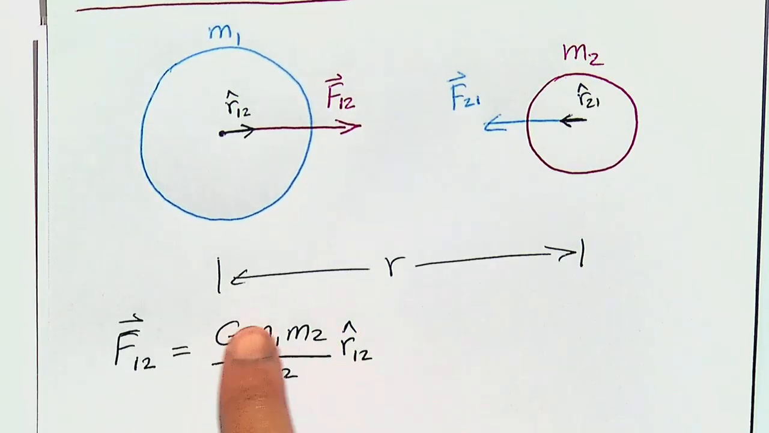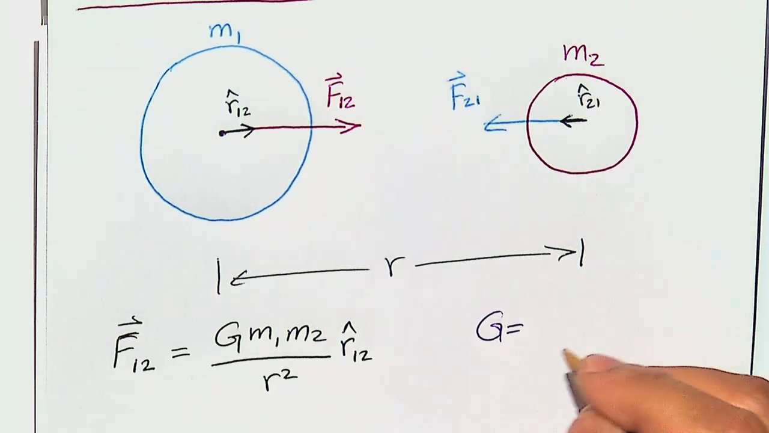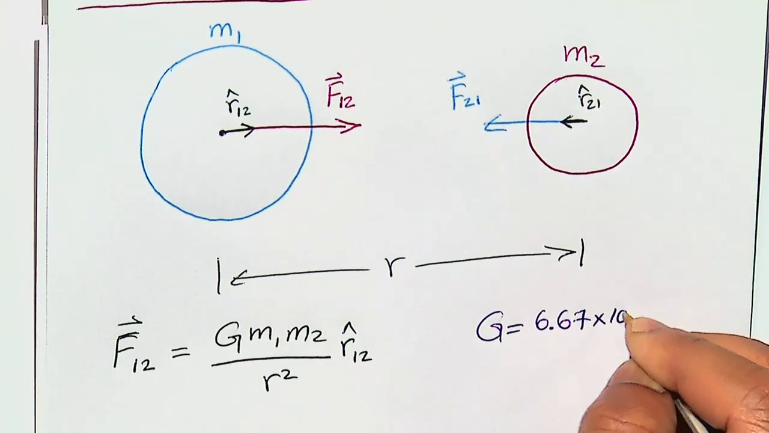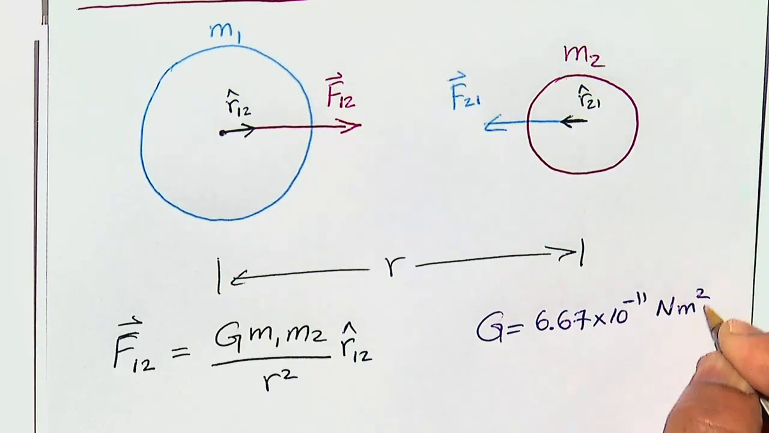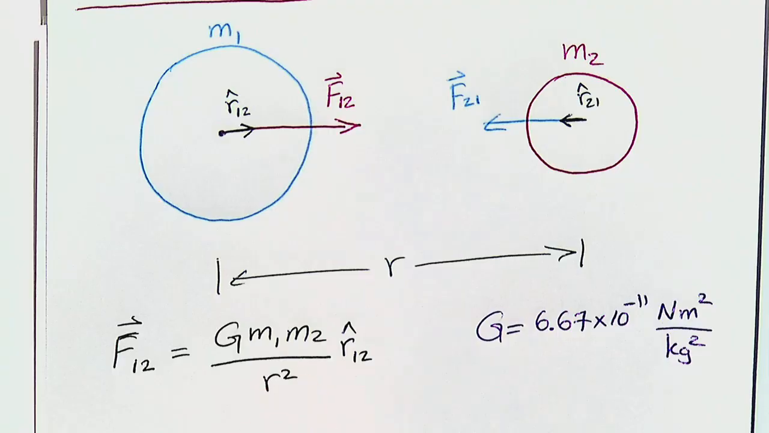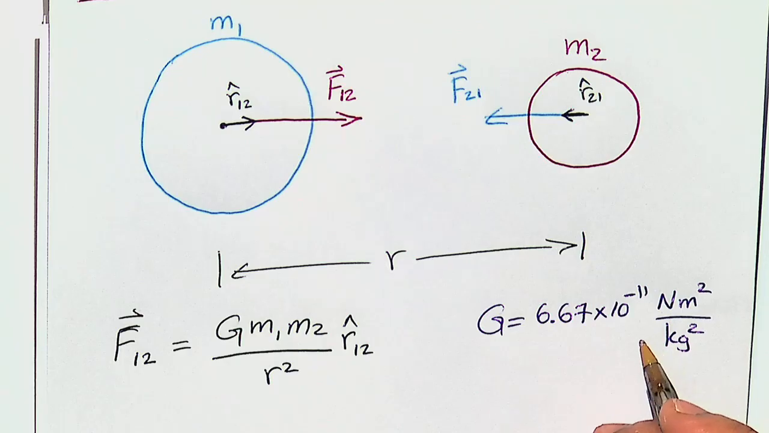Notice that all the numbers in here are scalars. G is a constant. What is it? So you can look up the value. It's the universal gravitational constant, 6.67 times 10 to the minus 11 newtons meter squared divided by kilogram squared. So the units are just to make sure everything works out, and on the left hand side comes out newtons. So that's a number.